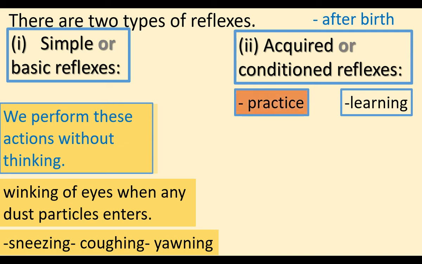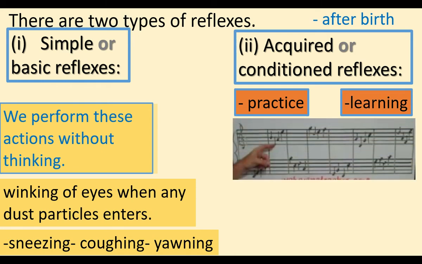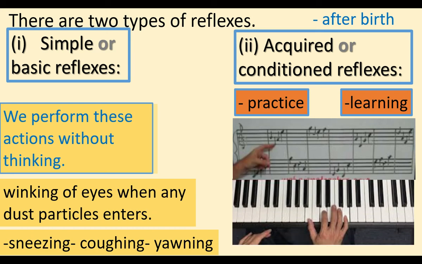Acquired responses are due to practice. They are learned behavior. Let us see one example. On seeing the musical notes, the hands touch the related keyboard keys. The eyes look at the musical note, and the particular musical note seen by the eyes is touched by the hand. Without any thinking, this happens. This is because of practice.